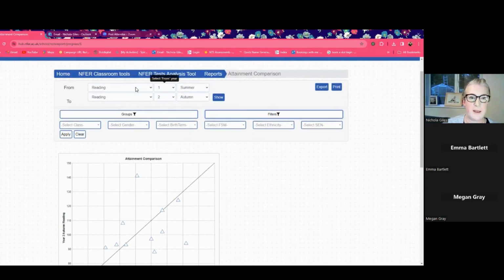But you can also have a look at reading. I'm going to pick, we're still in year 2, but I'm now going to have 2 different points within the year, between autumn and then spring.